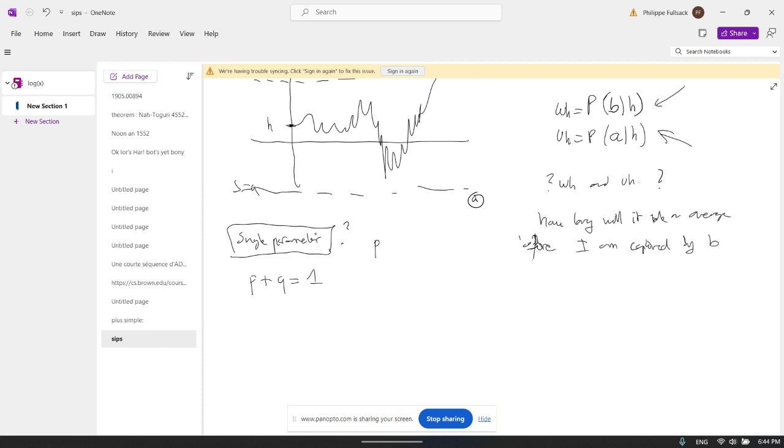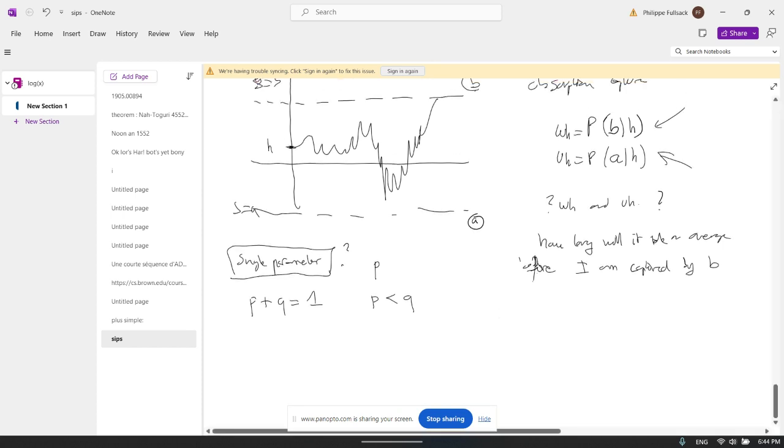I'm going to assume that Q is larger than P, so P is smaller than Q. The probability of a match is smaller than the probability of non-match. That's because basically I want to have subsequences and not to match the entire sequence. Yeah, this is an assumption that is important. So the question is, how can we calculate WH?